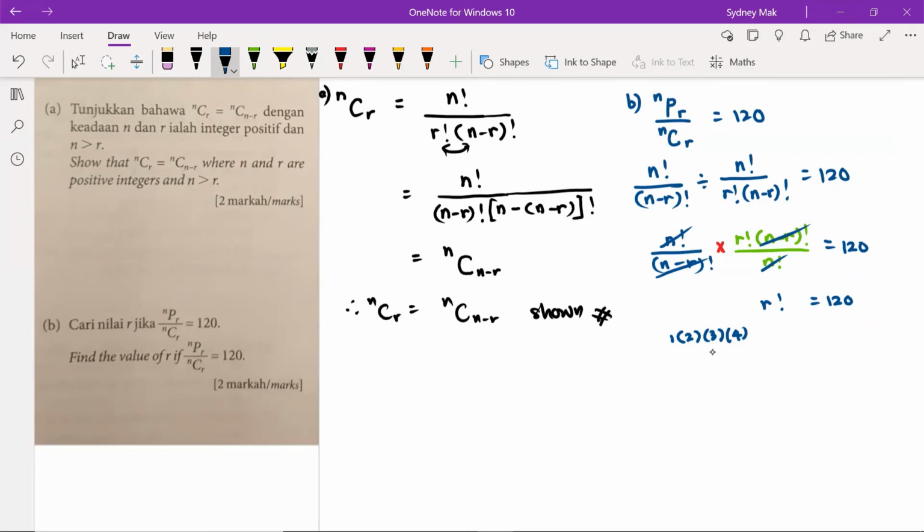So 2 times 3 is 6. 6 times 4 is 24. And then when we times 5, we get 120. Therefore, r is 5 because 5 factorial is 120. That's it. So we found the value of r.